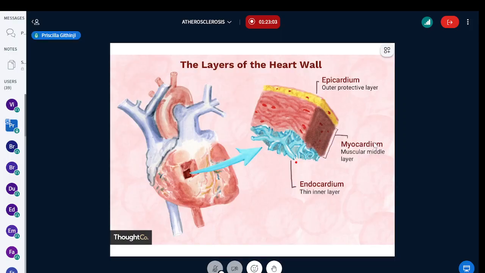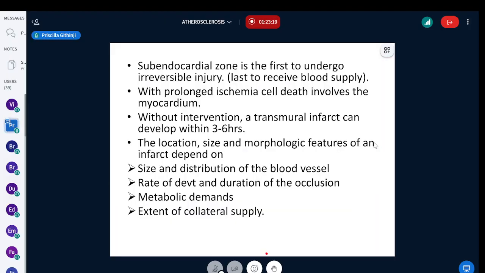The purpose of this is to show you the various layers of the heart so that you can understand the pathogenesis of ischemic heart disease. So the innermost layer of the heart is referred to as the endocardium. Then you have the myocardium, and then the outer lining of the heart is called the epicardium.